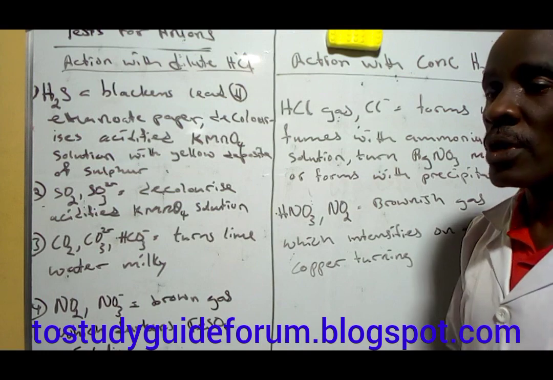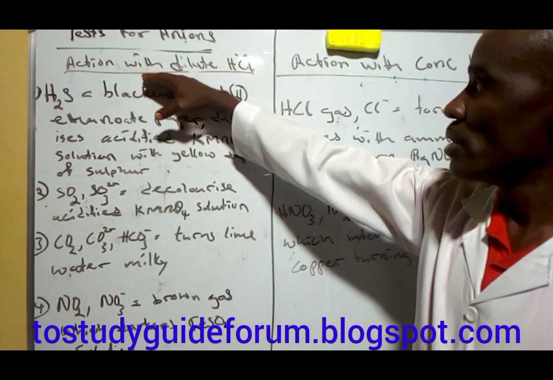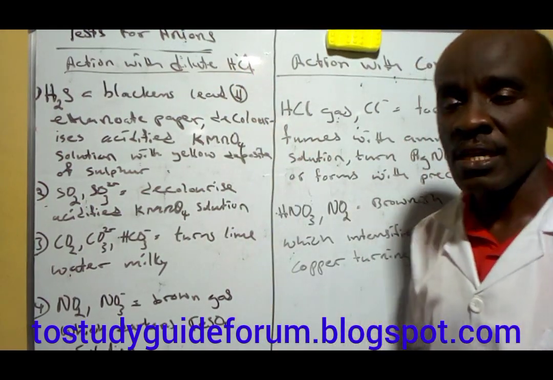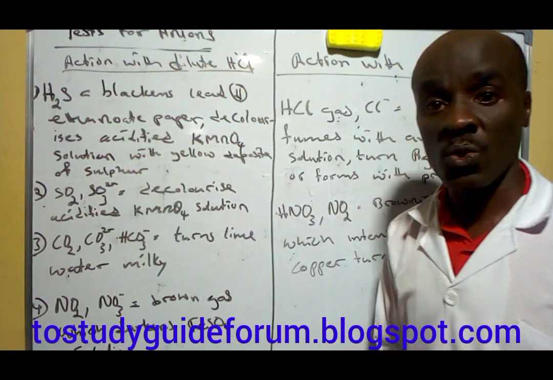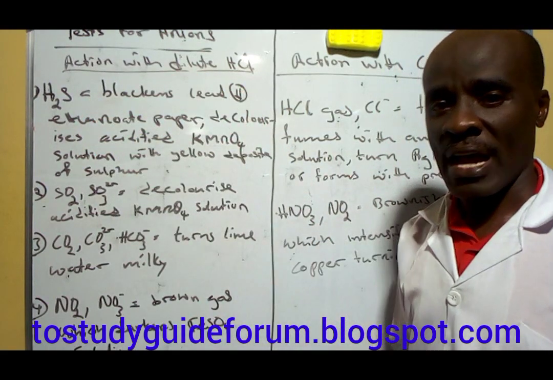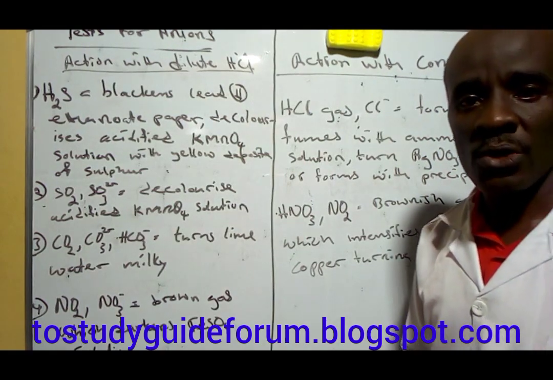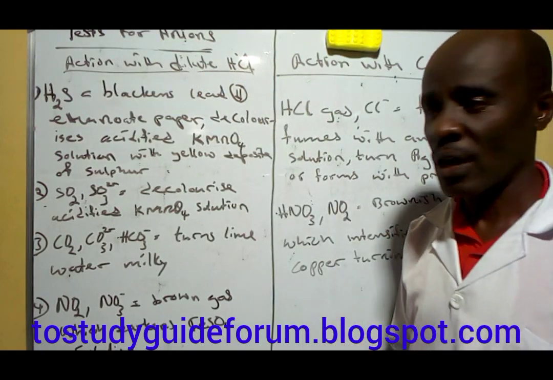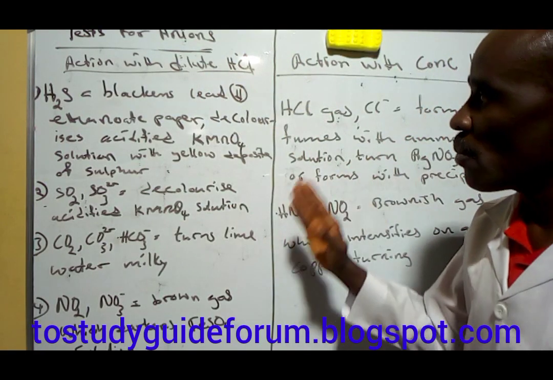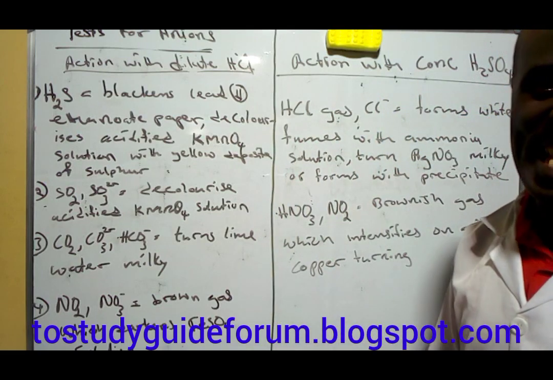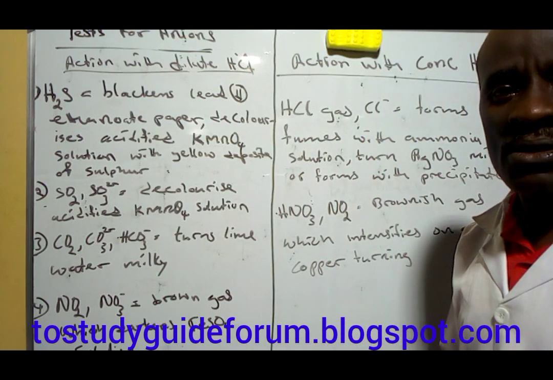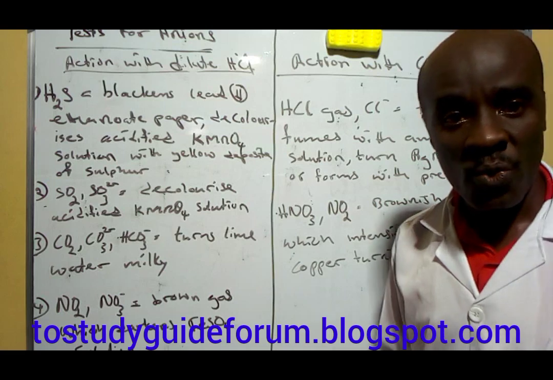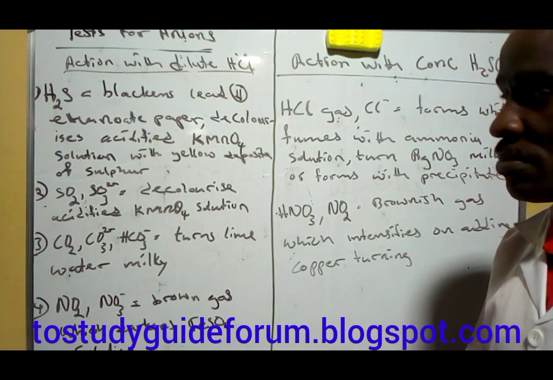One of the ways to test for hydrogen sulfide is to heat a substance with dilute hydrochloric acid. When you add dilute hydrochloric acid to a substance that contains sulfide, like iron 2 sulfide, you observe a gas that smells like a rotten egg. In fact, when you heat it, the rate of reaction increases and the gas comes up more and more.